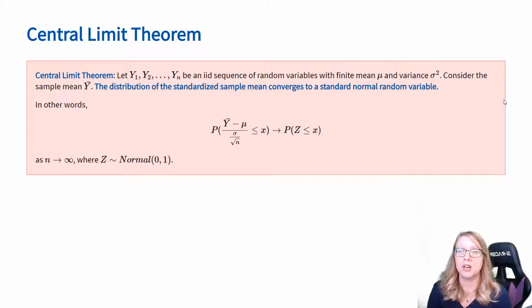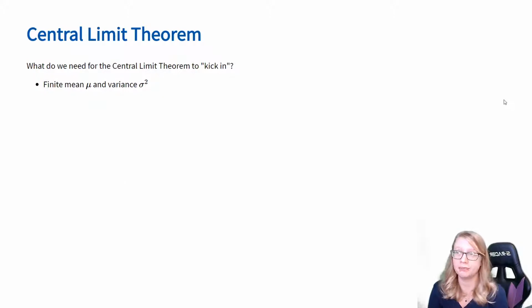So in other words, if we take our sample mean y bar, calculate the difference between the sample mean and the true population mean mu, divide by sigma over the square root of n, that converges to following a normal distribution. So that z-score is distributed normally with mean 0, standard deviation 1 as the sample size increases.